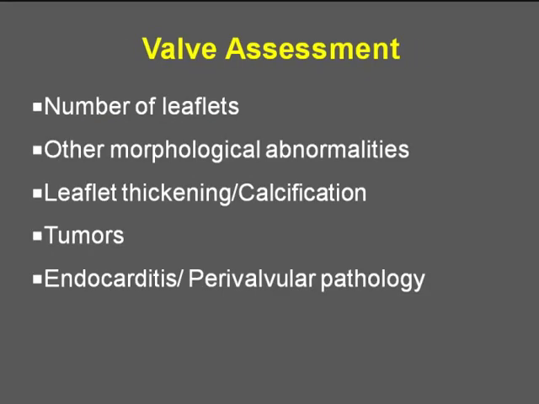And when you do it, the things that I look for are how many leaflets are there? Are there an appropriate number of leaflets, or are they more or less? Any other morphological abnormalities you can see? Are the leaflets thickened or calcified? Are there any tumors? And finally, in cases of endocarditis, you want to evaluate for any perivalvular pathology or complications.